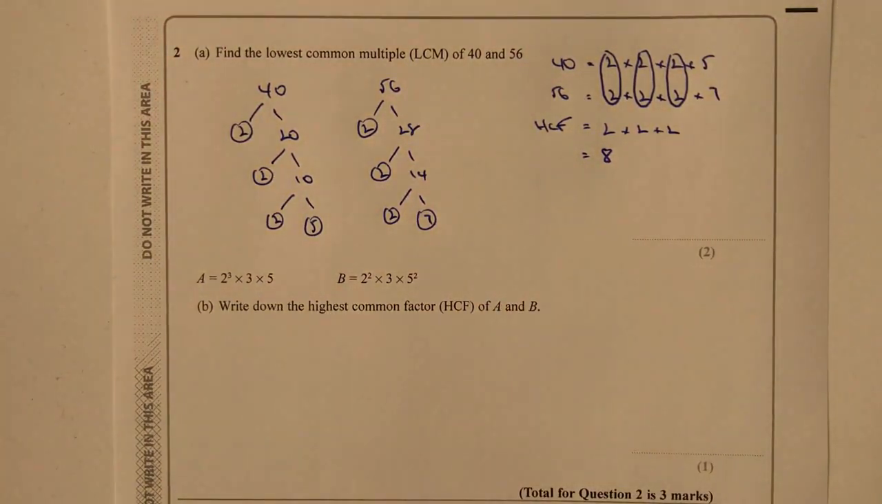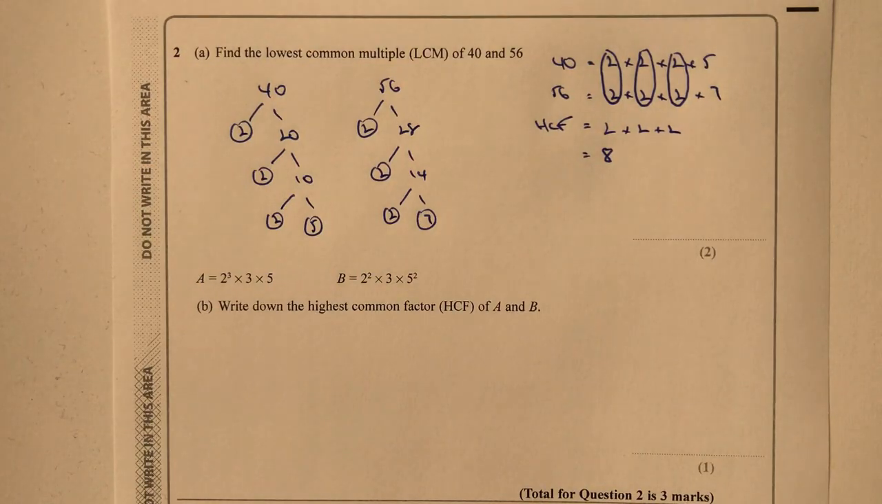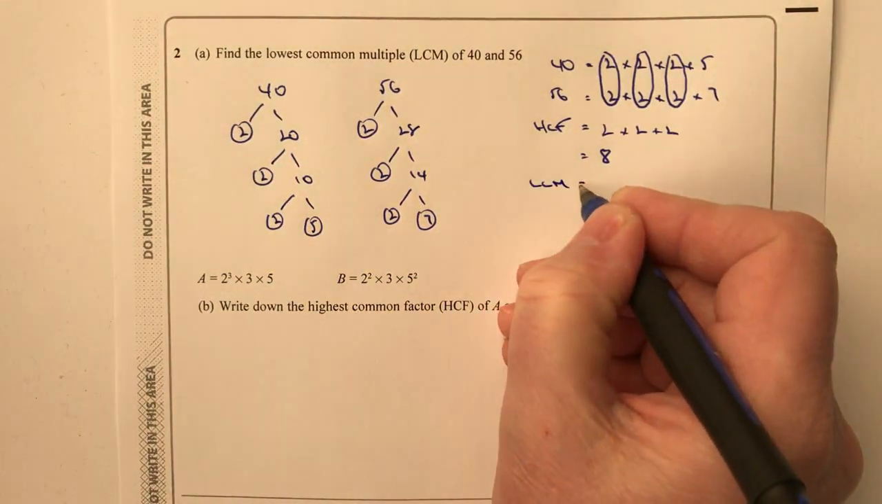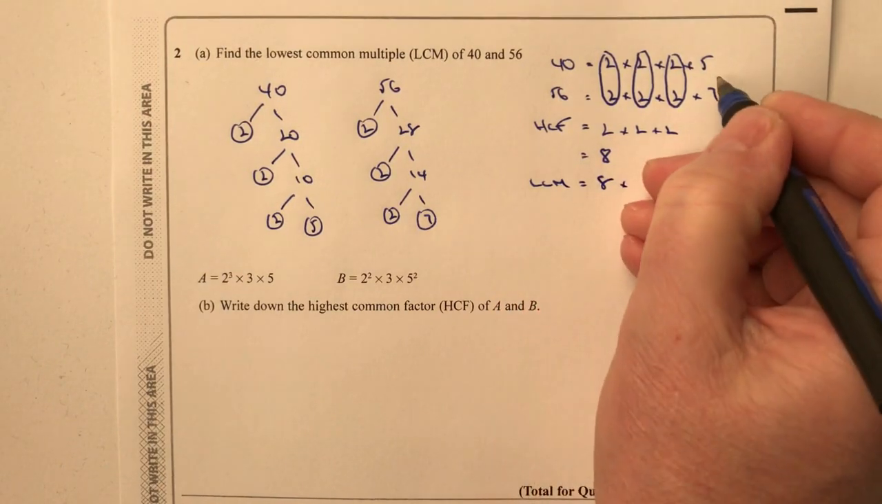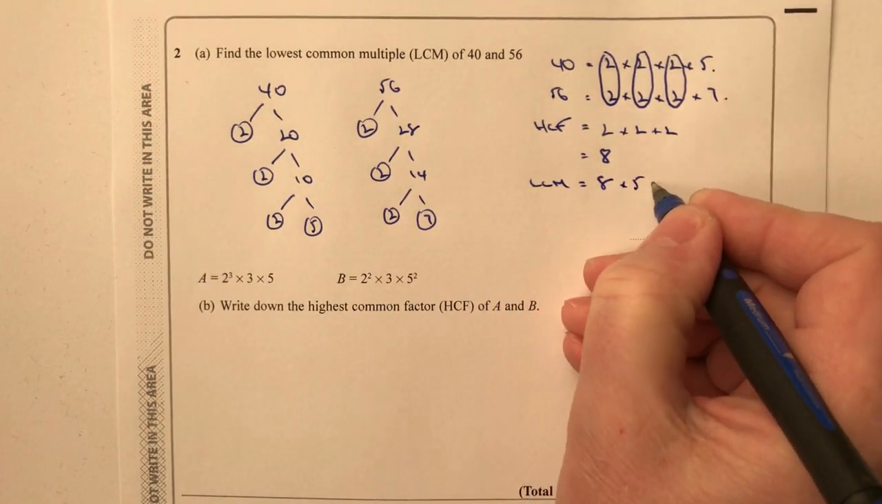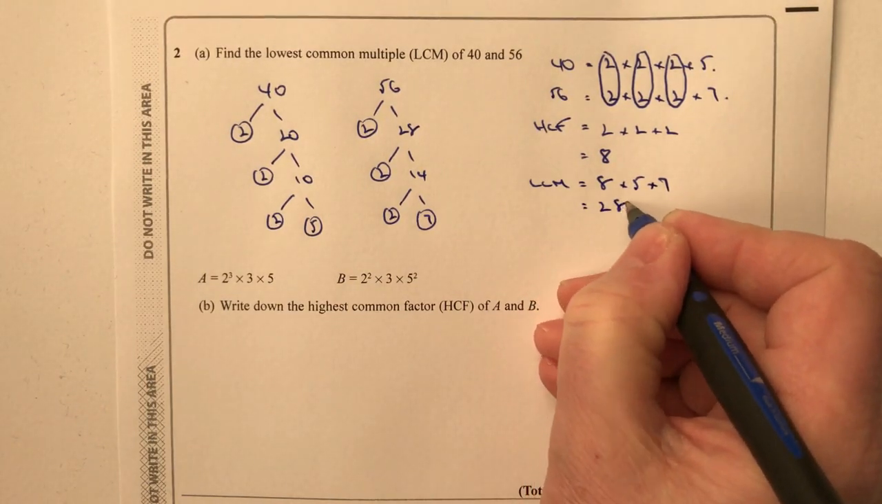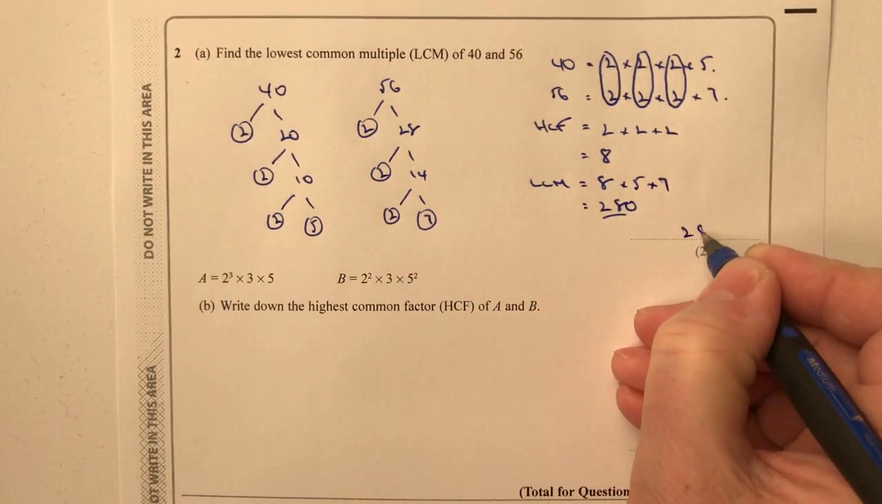Now I do appreciate they've not asked you for that, they've asked you for the lowest common multiple. Well, the lowest common multiple is the highest common factor, which is 8, times what's left, 5 and 7, so 8 times 5 times 7. That's going to be a value of 280, and that would be the answer to this question.